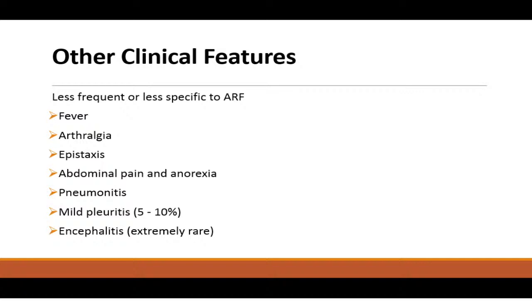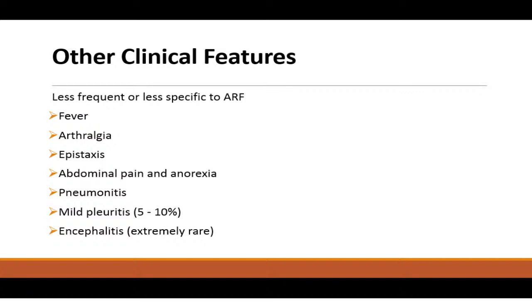Anorexia. Pneumonitis, as I said, when in aggressive cases there is affection of the lungs. Mild pleuritis can also occur, and in rare cases, in severe inflammation, encephalitis. So I said it before. Besides the main criteria, there can also be such symptoms which sometimes take place in patients with acute rheumatic fever.